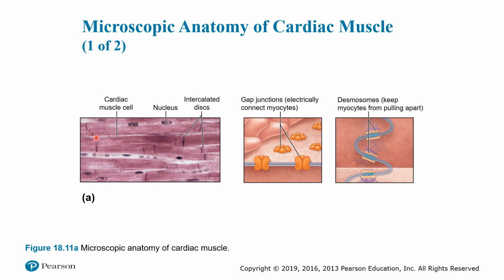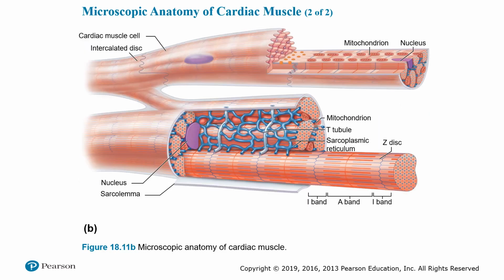These dark lines are known as intercalated discs. Because of these intercalated discs, the cardiac cells are attached to each other. And these intercalated discs contain gap junctions. In the gap junctions, ions can move from one cell to another, so they are electrically connected to the adjacent cell. Then they have desmosomes. Desmosomes are these joints, and they keep the myocytes from pulling apart.